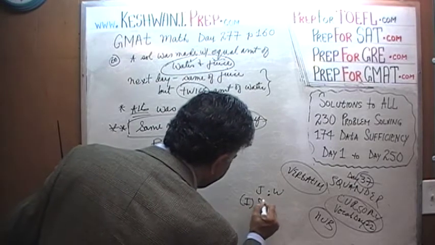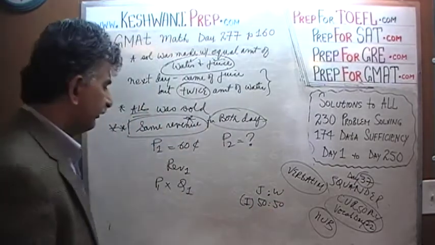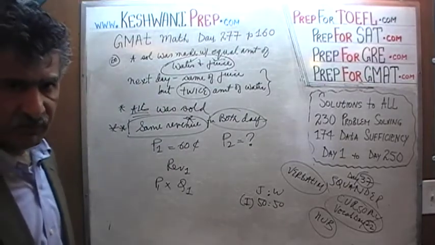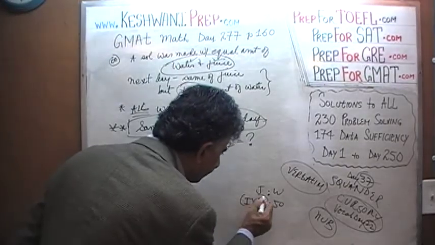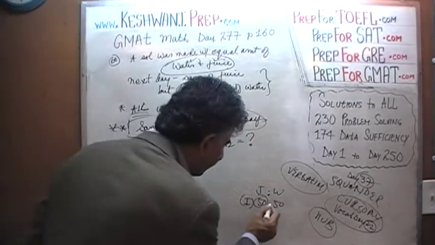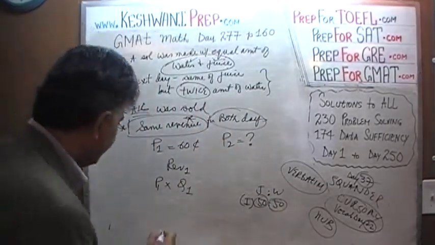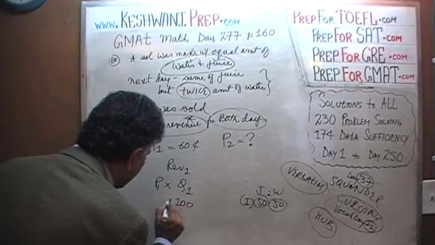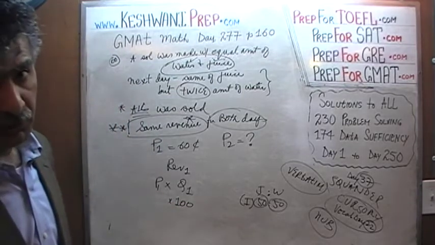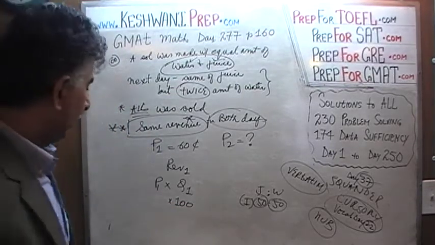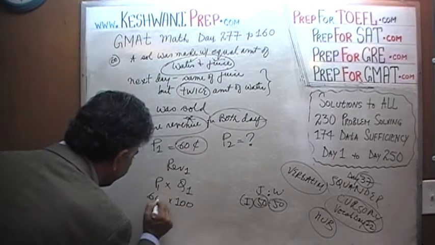On the first day we had 50-50. Well, if it's 50-50, then we have 50 units of juice mixed with 50 units of water, which means the total amount of units that we sold was 100. We sold 100 units, 100 glasses, whatever you want to call it. And the price we are told was 60 cents.